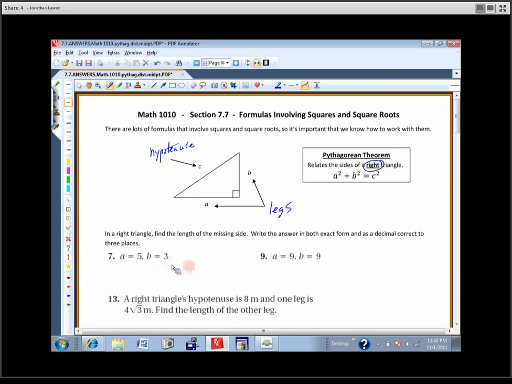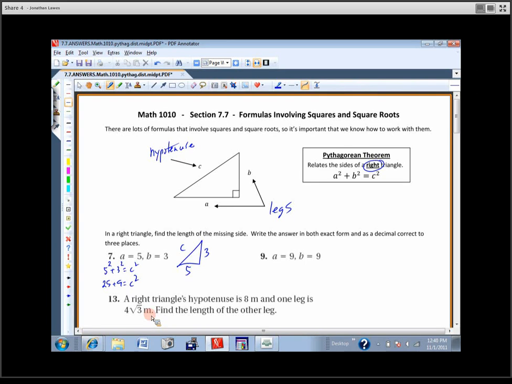So if they just say A is 5 and B is 3, this is what you do. A is 5, that's going to be 5, that's going to be 3. What we're missing is C. So we do A squared plus B squared equals C squared. So that's going to be 5 squared plus 3 squared equals C squared. So this is going to be 25 plus 9 equals C squared.